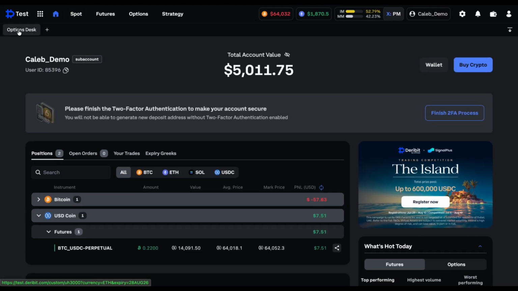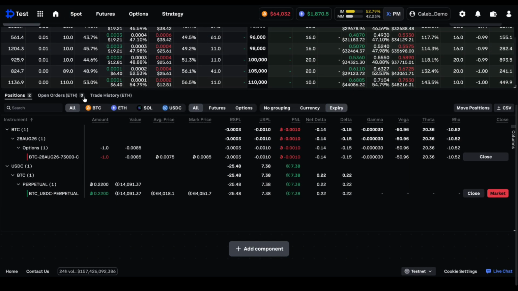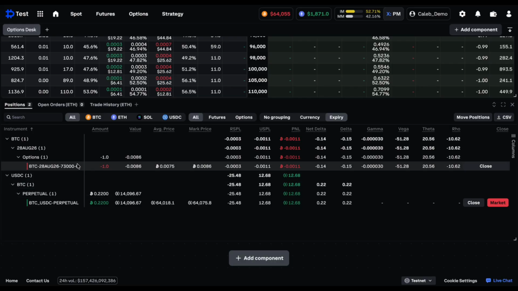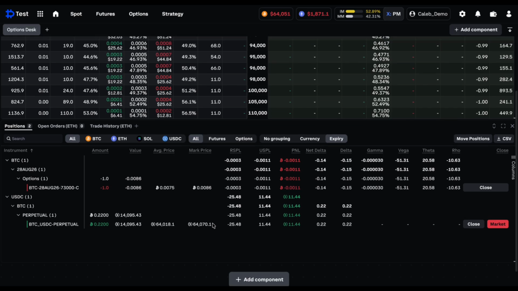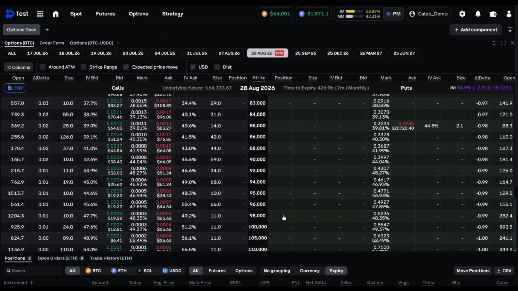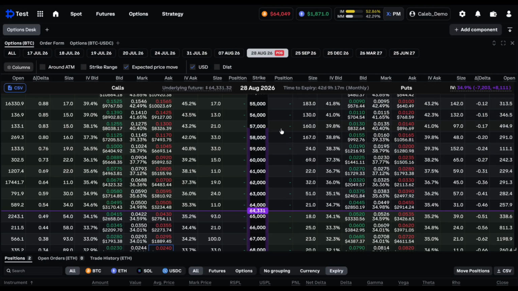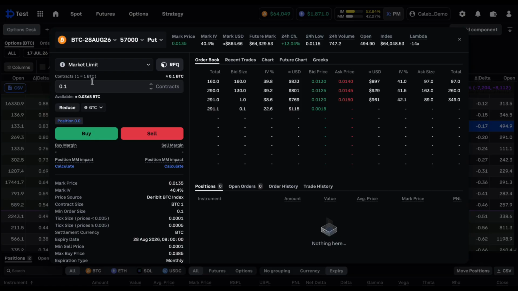If I go back to my positions, now I have a perpetual contract. So if Bitcoin goes up, this will go up in value. But if Bitcoin goes down, I'll basically be gaining this $450 or $80. So that's how you sell an option. You can do the same thing and sell a put as well, where you come here, click here, and then sell a put.